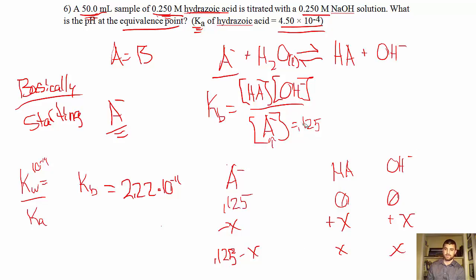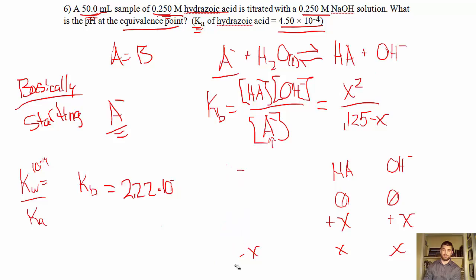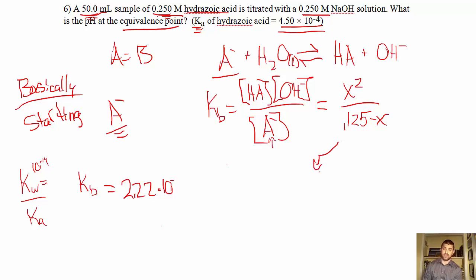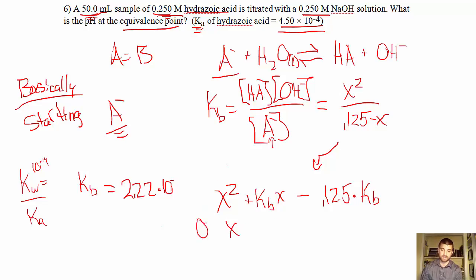And I'm going to clear up some room up here. All right, so now I got to plug this in to that equation, and I'm going to end up with x squared over 0.125 minus x. Right? So now I got to do the whole quadratic thing. All right, making more room down here. So I'm not a fan of showing all this algebra because it's just algebra. So we get x squared plus Kb x minus 0.125 times Kb. So now I can plug and chug and get my value for x, which is what again? My OH minus concentration. And I get x equal to 1.67 times 10 to the minus 6.